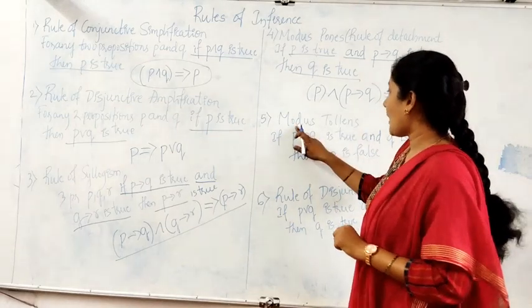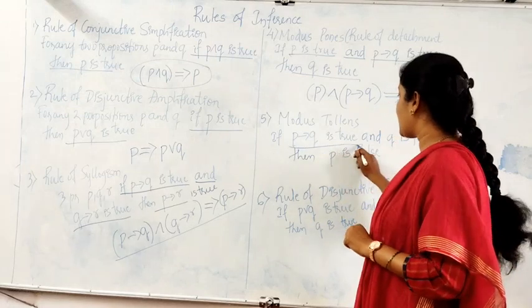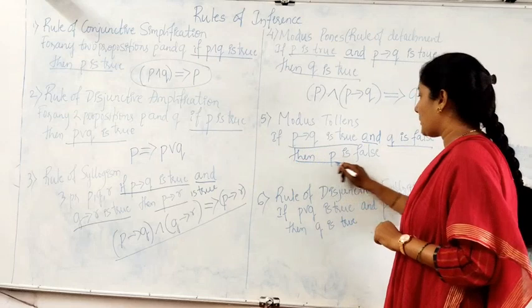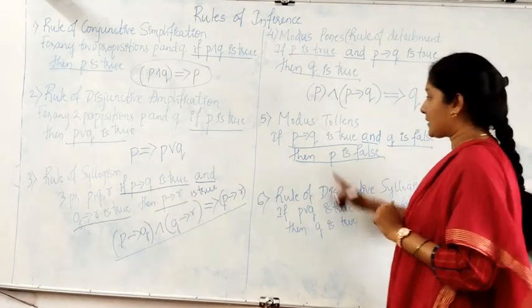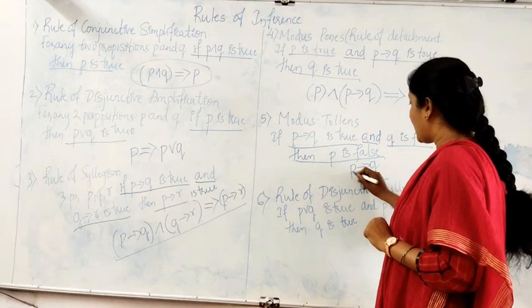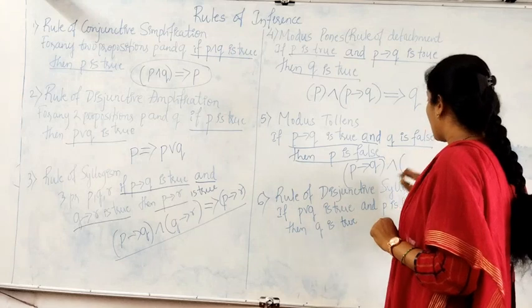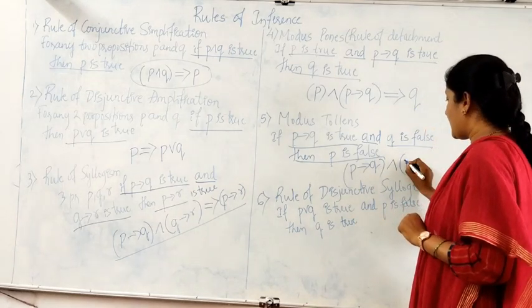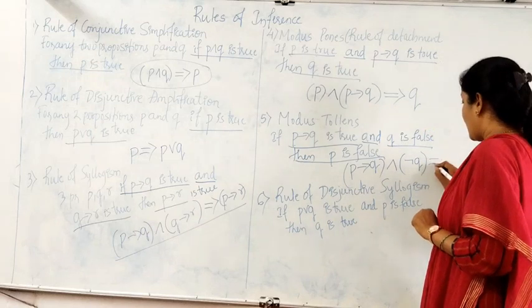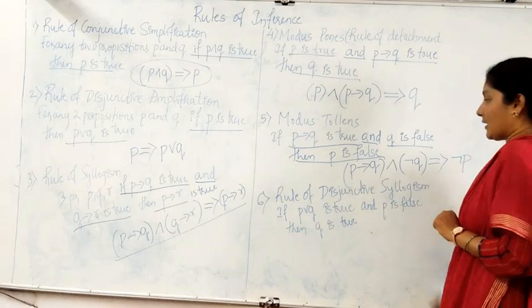Next, modus tollens. If P conditional Q is true and Q is false, then P is false. How to write this? See, if P conditional Q is true and Q is false. False means I should take negation here. Q is false, then P is false means negation of P.